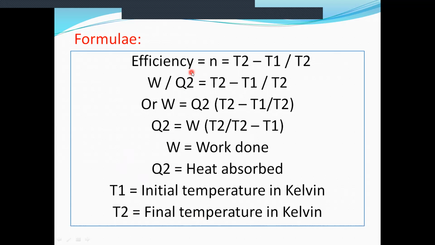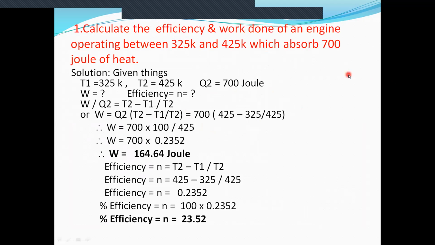So these are the simple formulas. Efficiency, that is W upon Q2, is equal to T2 minus T1 upon T2. And rearranging this, W is equal to Q2 into T2 minus T1 upon T2, or Q2 is equal to W into T2 divided by T2 minus T1. So remember these formulas. By using these formulas, we solve some problems.